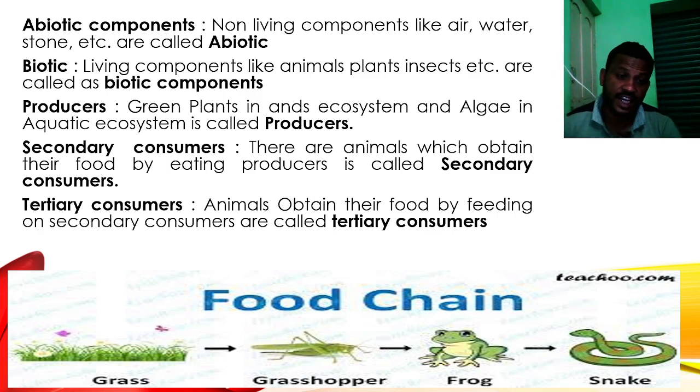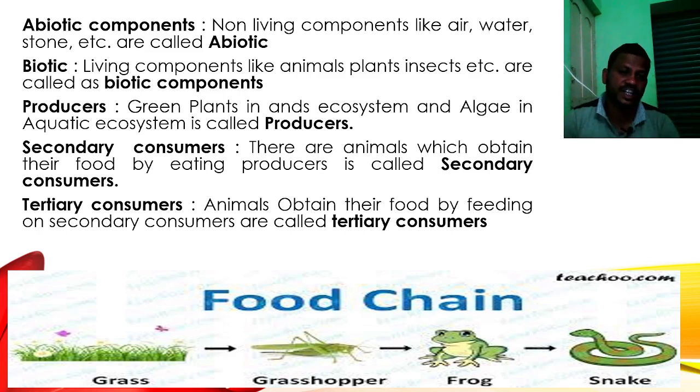Next one is the secondary consumer. They are the organisms or animals which obtain their food by eating producers, or by eating green plants. Okay, you can take the goat, the buffalo, the cow, the rabbit, the deer. These all are known as secondary consumers. Why? Because they depend upon the producer, meaning green plants. They depend on the green plant.